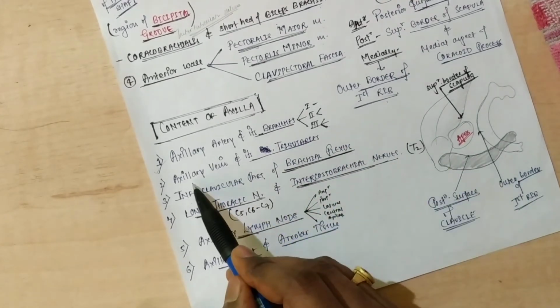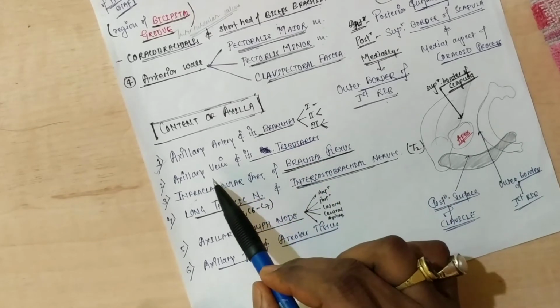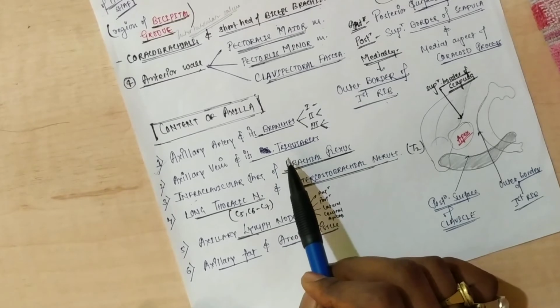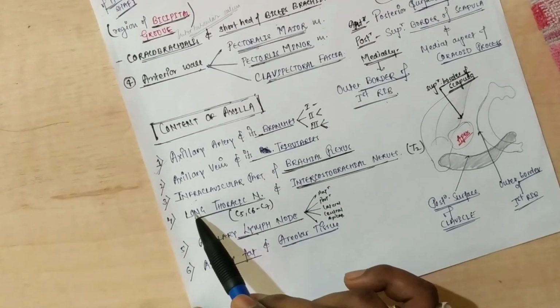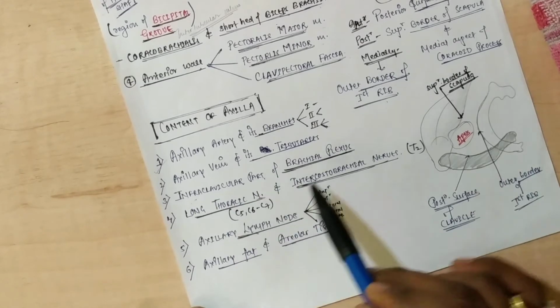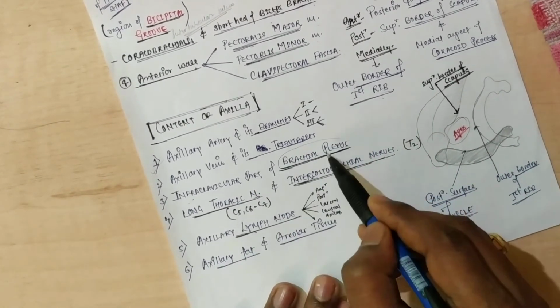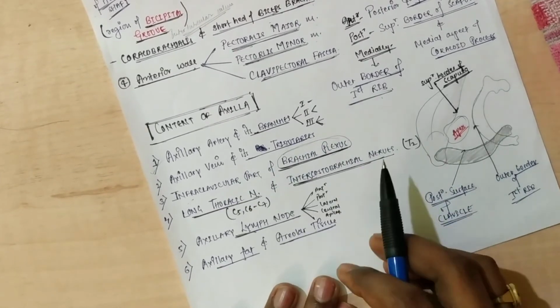After that, it contains the axillary vein and the tributaries by which it forms. The axillary vein forms with the help of its tributaries. And after that, it has the brachial plexus, but which part? That is the infraclavicular part of the brachial plexus.